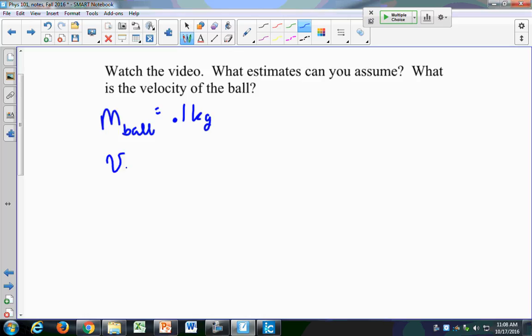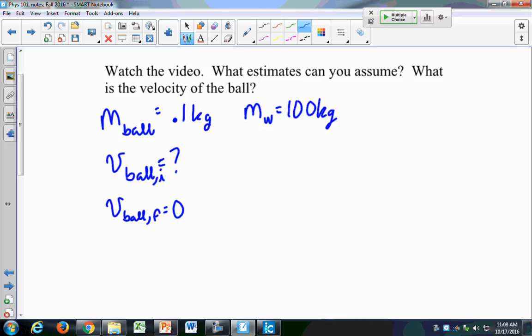We want to know what is the velocity of the ball initially. If you watch the clip, you'll see that right after it hits his head, it drops down. So the final velocity of the ball is equal to 0. Now we also want to know the mass of White Goodman. I'll call it MW. Well, 70 kilograms is sort of a typical person, but he's a pretty big guy, so we'll just say that he's about 100 kilograms.